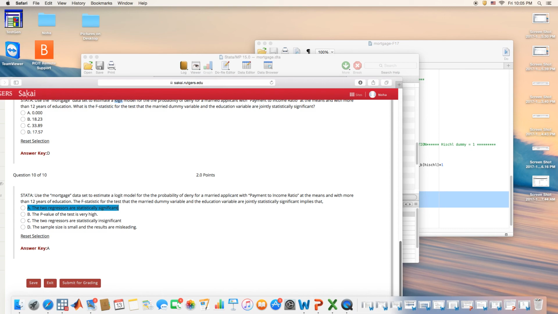Anytime you reject the null hypothesis, where the null is that these coefficients are equal to 0, you're basically saying that the coefficients are statistically significant. They are different from 0.